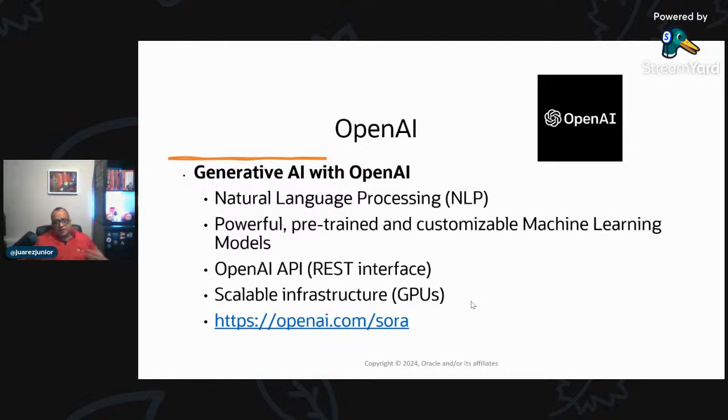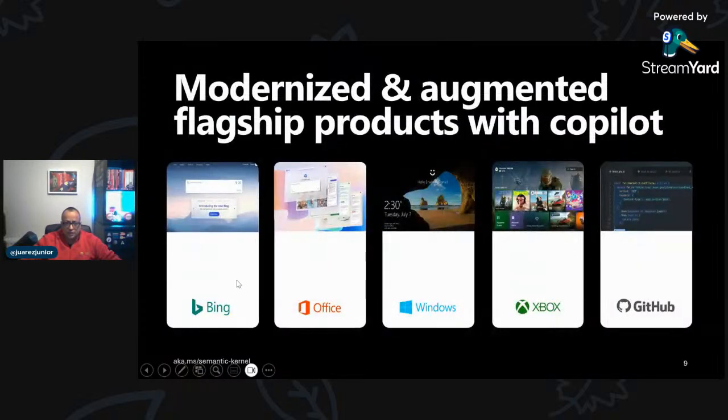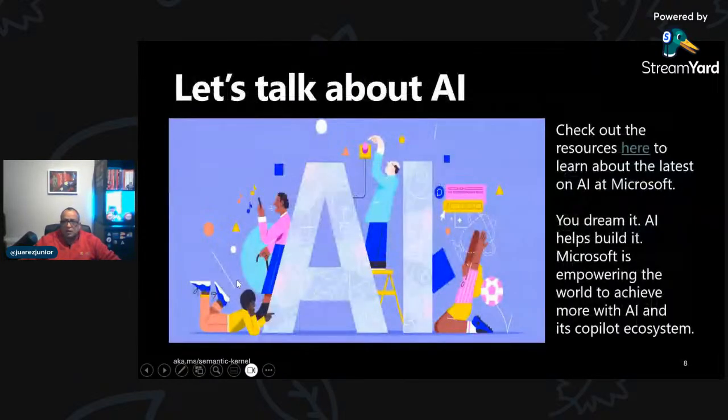Okay, we have this link here. Sora is an interesting model and solution to generate videos. I do advise you to have a look, but I assume that you know OpenAI and ChatGPT, right? Let's talk about AI and AI at Microsoft then. Okay, you can see this link here, aka.ms/semantic kernel. I do advise you to have a look at it later.